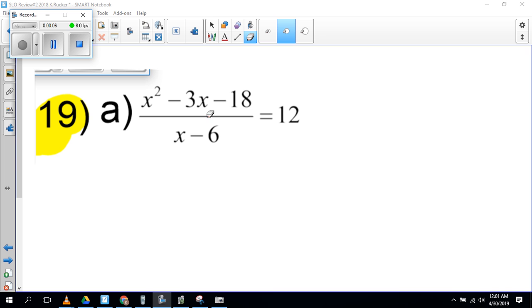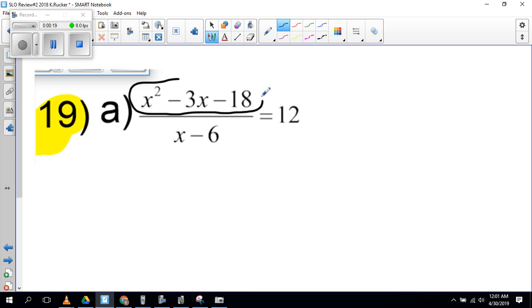Okay, so we have another rational function, and we have to factor first. So remember how I said if it has anything with an x squared or whatever, we need to try to factor first. If we look here, this is basically our simple factor. We're going to find our a, b, and c. A is going to be 1, b is going to be negative 3, c is going to be negative 18.